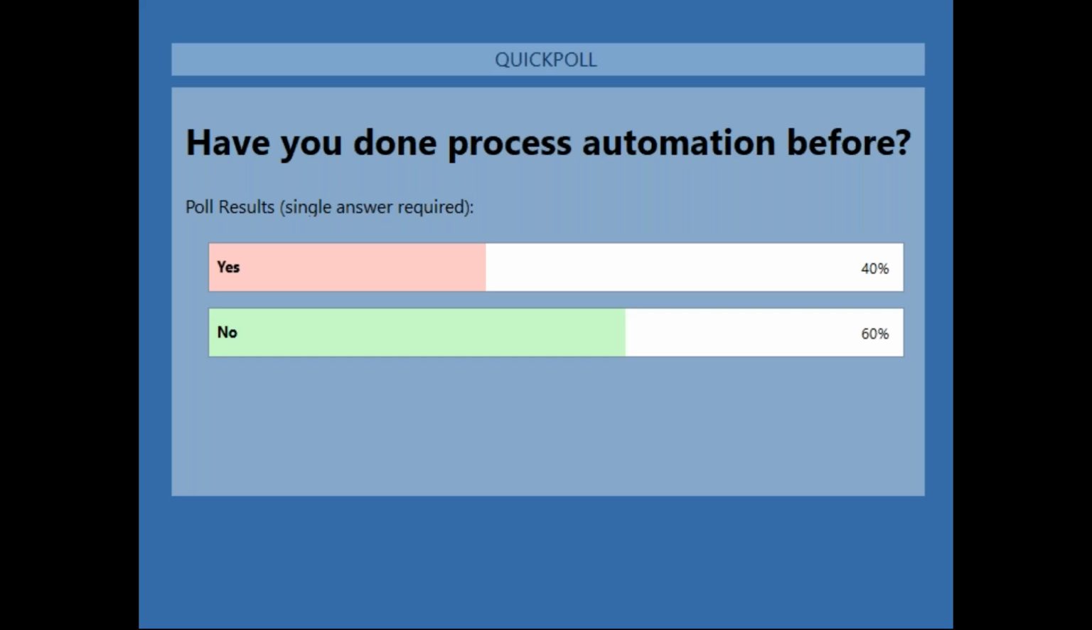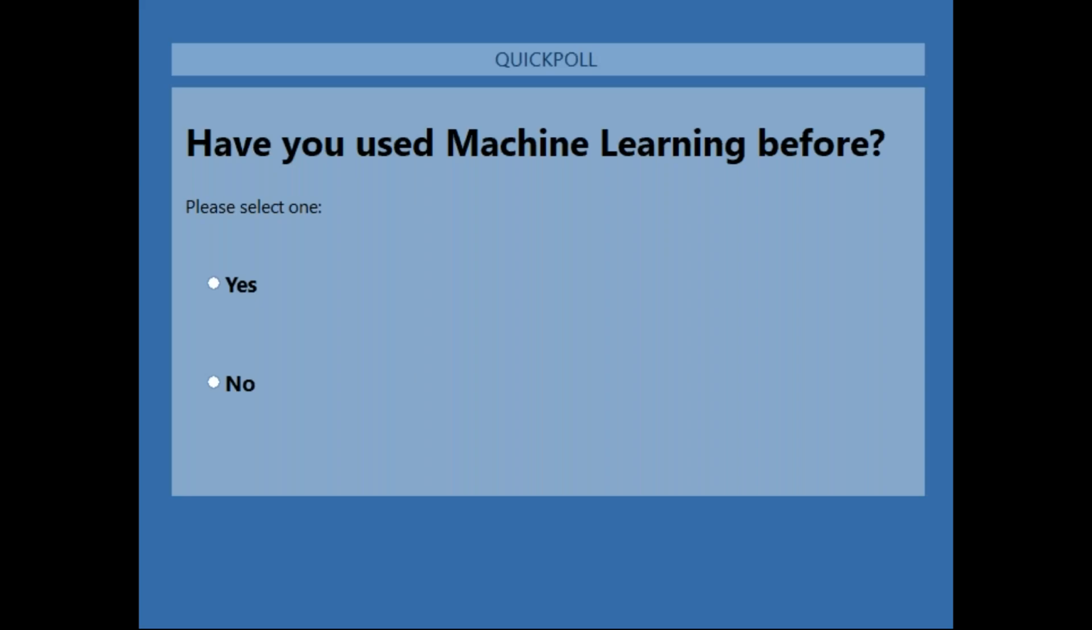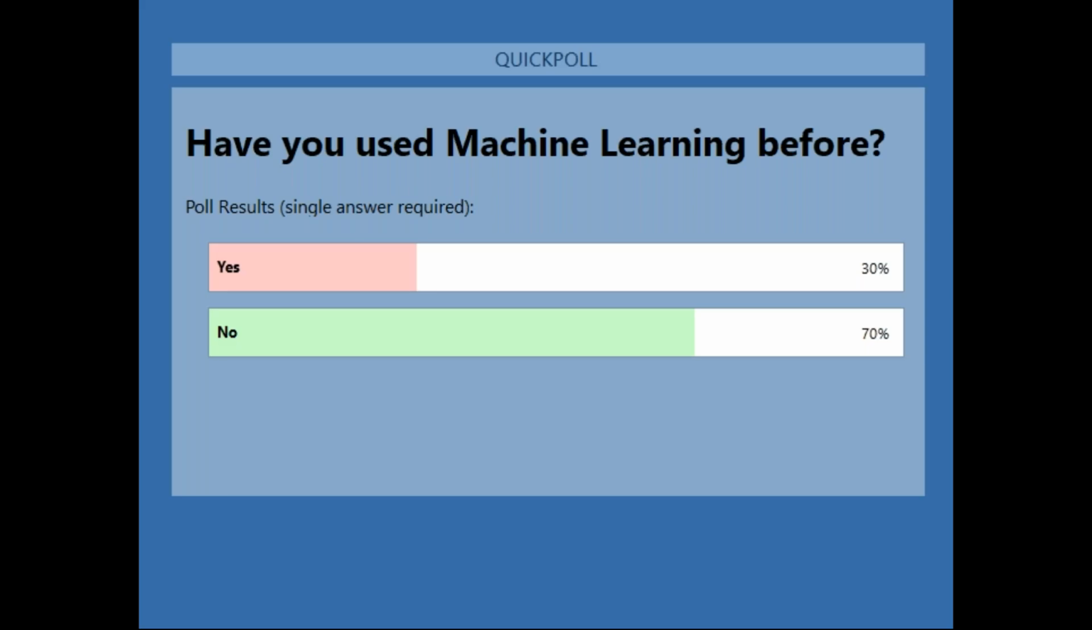Putting in the last question: have you ever used machine learning before? Here are the responses. Around 30% have used machine learning before, while 70% of the people have not used machine learning before.